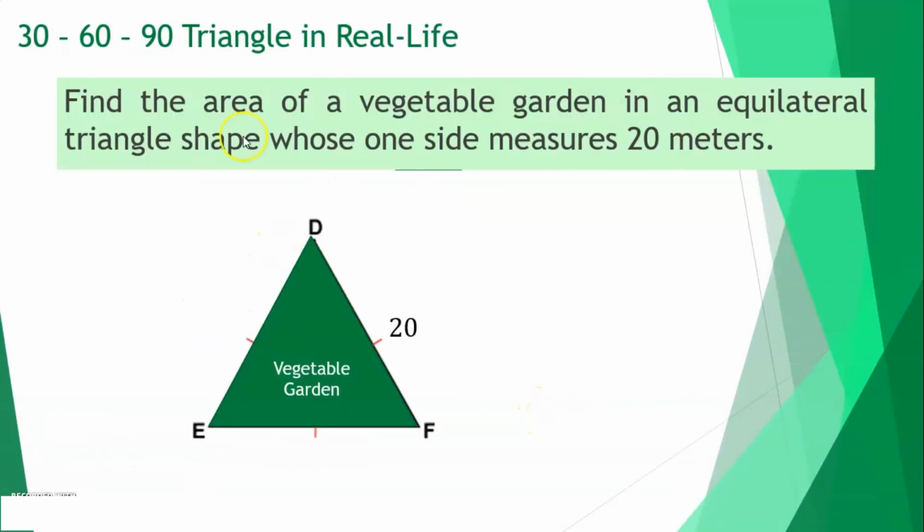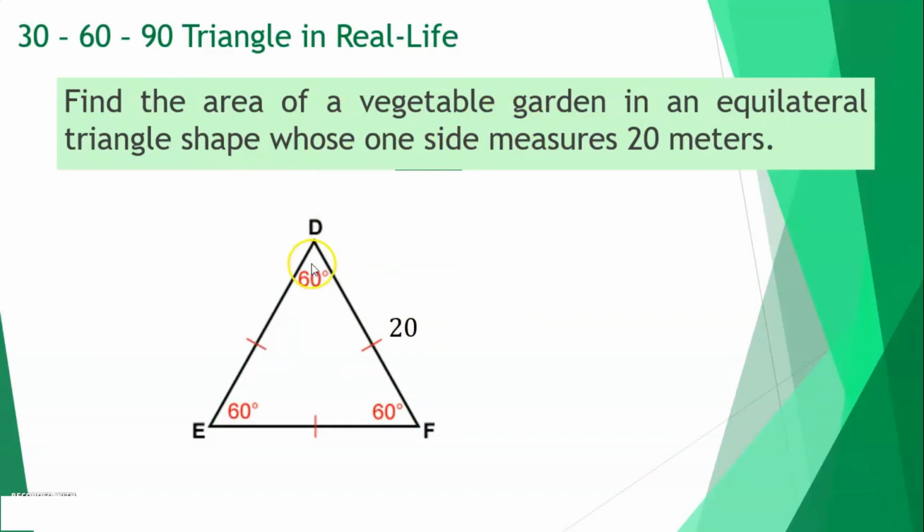Okay, now let's have this. Find the area of a vegetable garden in an equilateral triangle shape whose one side measures 20 meters. Given this, the area of a triangle is base times height divided by 2. Since the height here is not given, we have to solve for that. The height is the line from this side perpendicular to the opposite side. So again, if this is 60, since we divide, this will become 30 and 30.